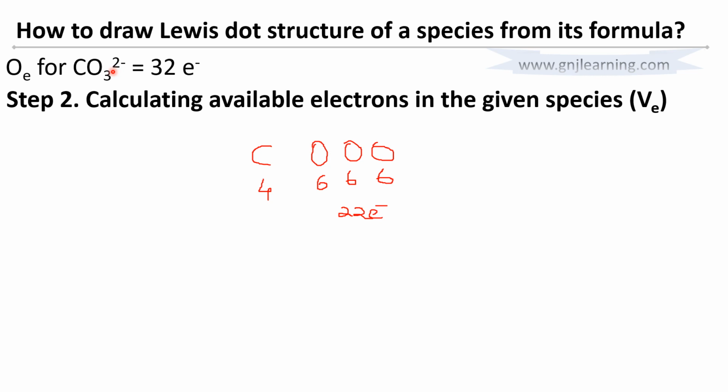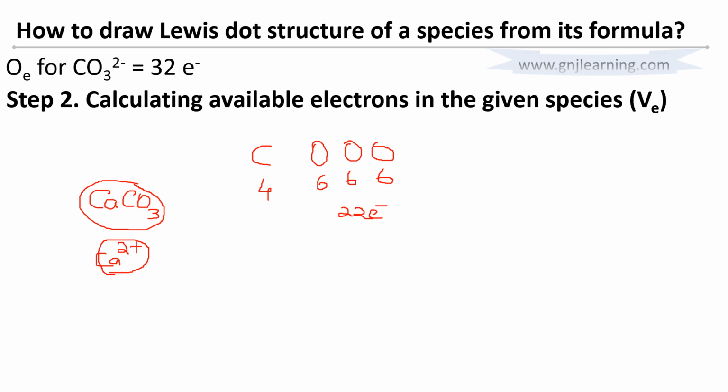So how did the carbonate get this 2 minus? Maybe the compound is like this. The real compound may be calcium carbonate, and this is an ionic compound. So calcium might have given away 2 electrons, and it is now a species, that is Ca2 plus.